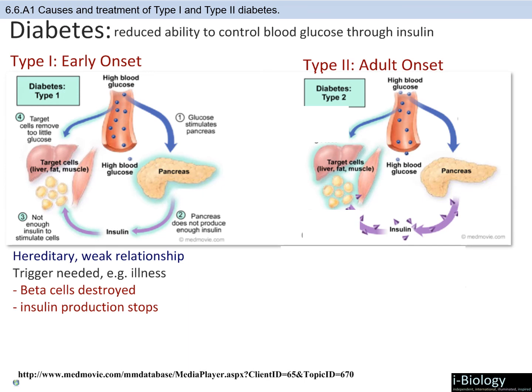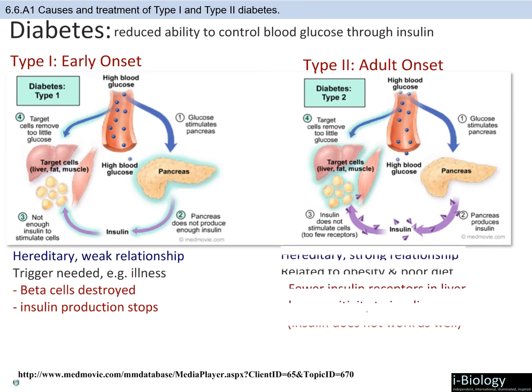When we look at type 2, that is late onset or adult onset diabetes. In this situation, again, the glucose levels will go up because they ate something. This stimulates the pancreas. The pancreas will produce insulin, but the insulin just doesn't really affect the liver and muscle and fat cells, or there aren't enough receptors for it to properly affect the body. Ultimately, again, the same result is that the blood glucose levels don't drop down to where they need to be. And if you don't have proper medication or treatment, the blood glucose levels will just continue to increase and eventually cause a lot of health problems.